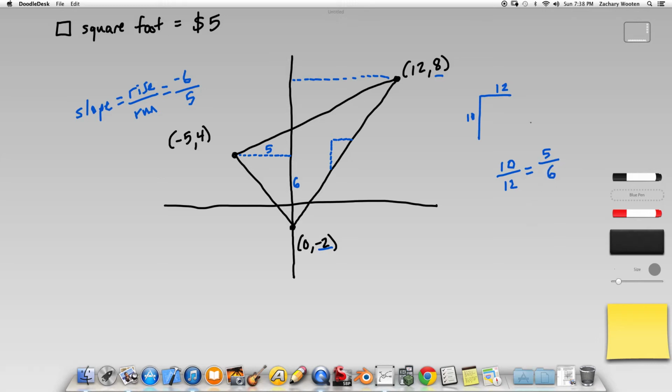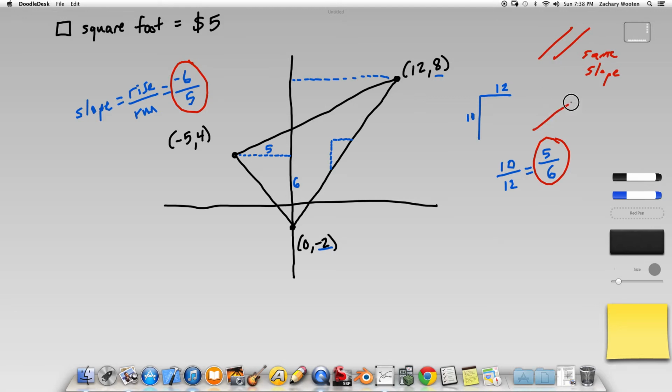Now look at these 2 slopes. This one over here, I'm going to circle it, is negative 6 over 5. This one is positive 5 over 6. Now if you remember from when we did an investigation on understanding the slopes of parallel and perpendicular lines, parallel lines have the same slope. Same slope for parallel lines.